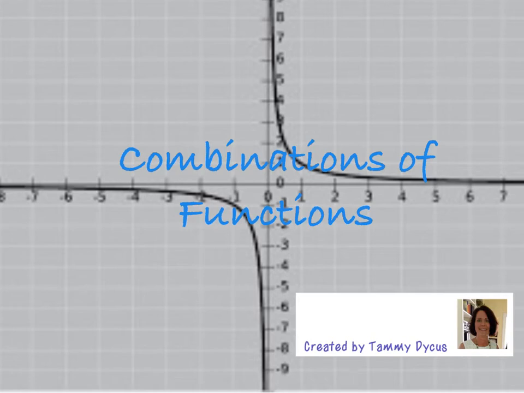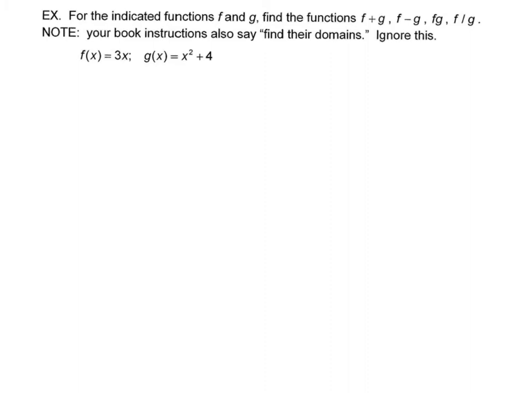Combinations of functions. Sometimes we need to combine functions. Functions can be added, subtracted, multiplied, and divided. We sometimes need to plug one entire function into another function.